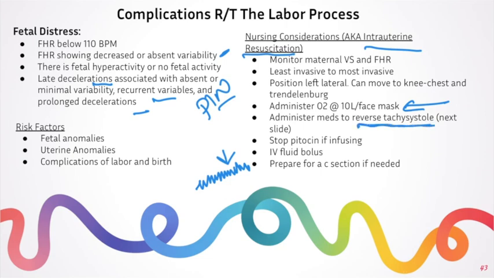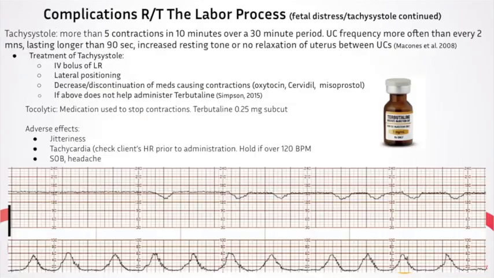You know what tachysystole is. If that's happening, that's the next slide. If we have Pitocin going and we have tachysystole happening, stop the Pitocin because the Pitocin is causing the tachysystole. Give an IV fluid bolus. If we can't fix it, they have to have a C-section.